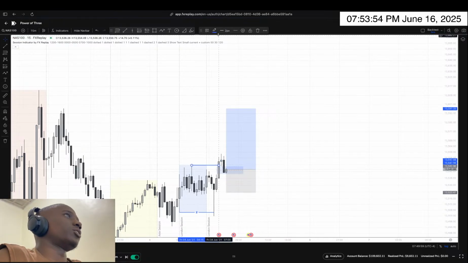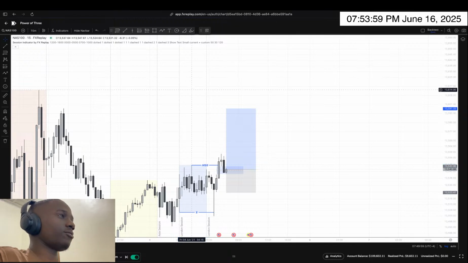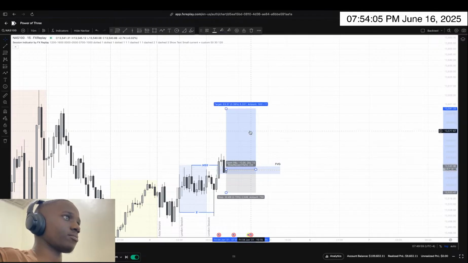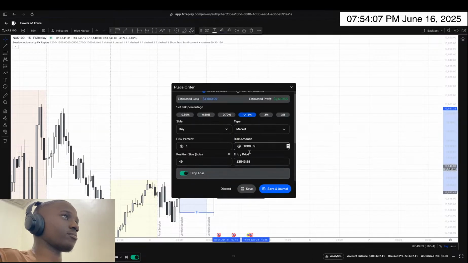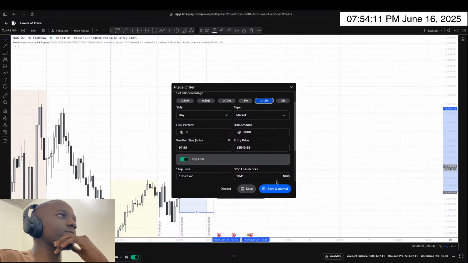So this is the market shift. MSS good, and on the 15-minute it's clearer. This is the FVG. Take this entry, lose 2%.